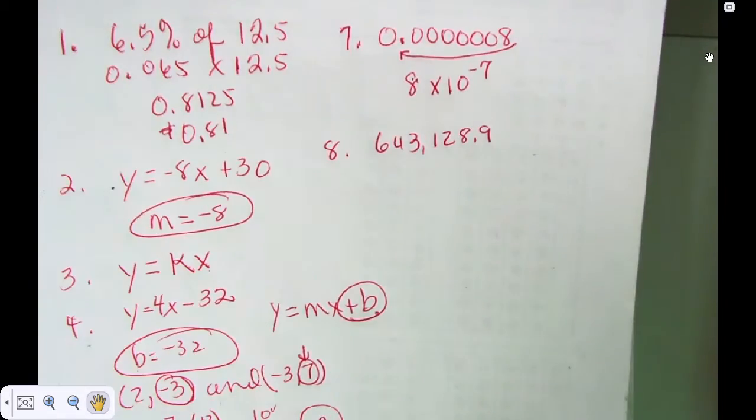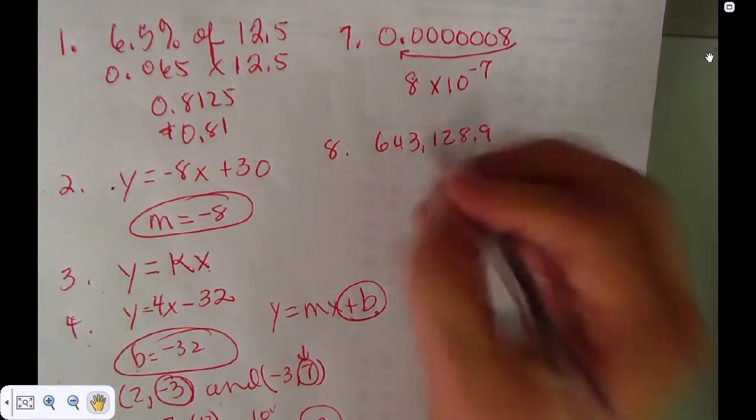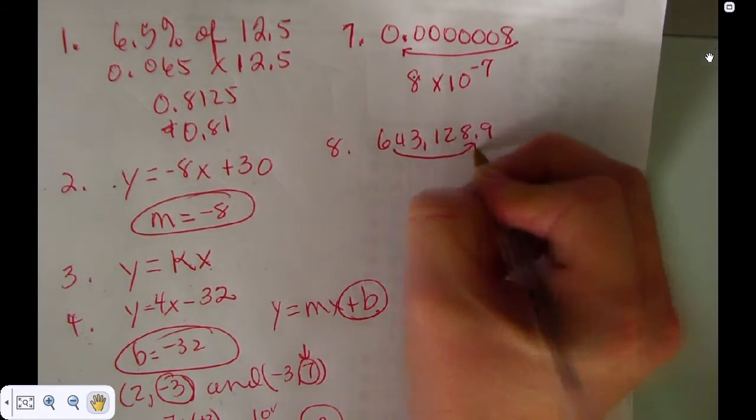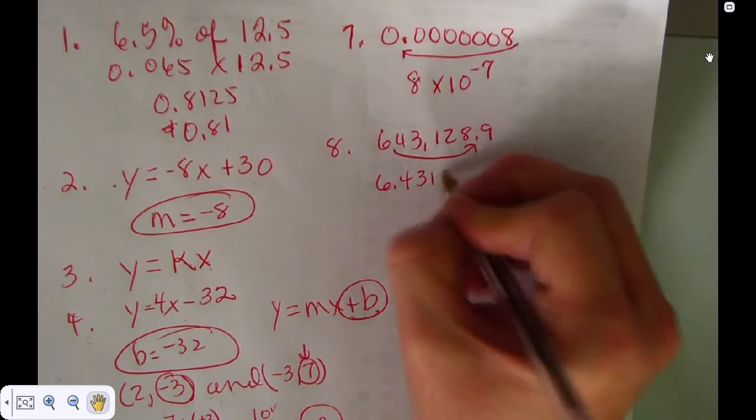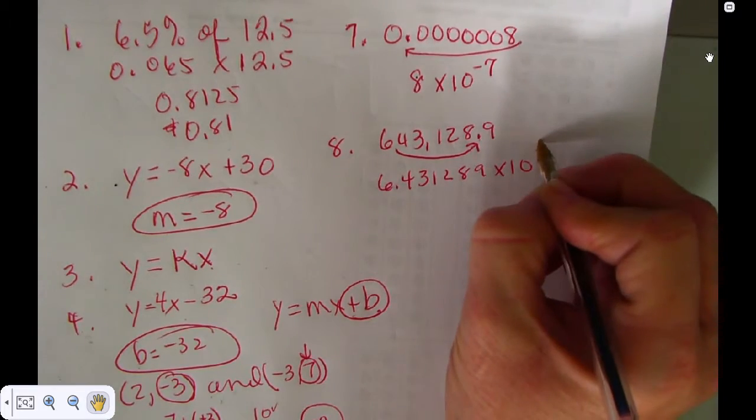That's all you have to do. On 8, it already has a home decimal. Look at there. There it is. So I'm going to put it and take it home. 6.431289 times 10 to the, that'd be 5.